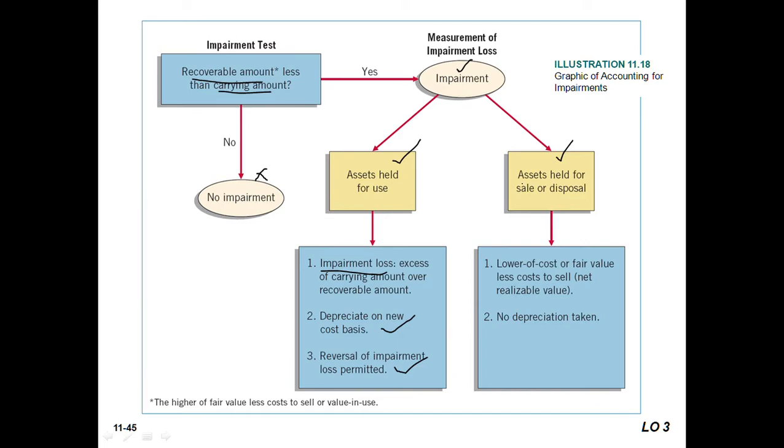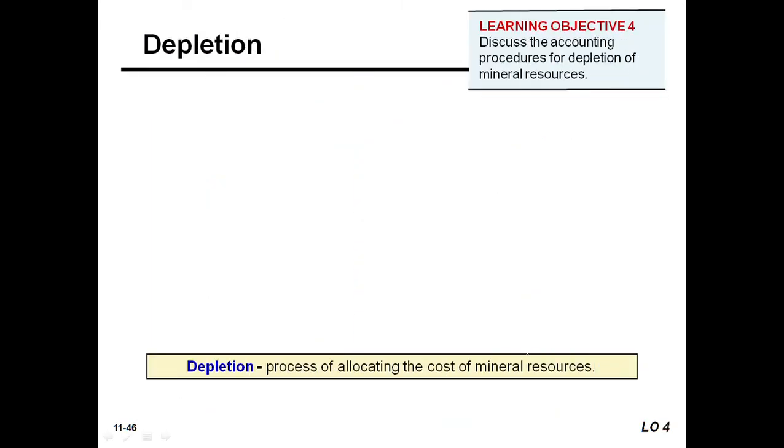If the asset, I mean coming to the other side, if the asset is held for sale or disposal, that means you are not using the asset. In that case, you simply take the lower of the cost or fair value less the cost to sell, which we also call net realizable value, but you will never charge any depreciation. Since you are not calculating the impairment, there is no question of reversal of impairment. Okay, so this is the whole discussion of the impairment topic.